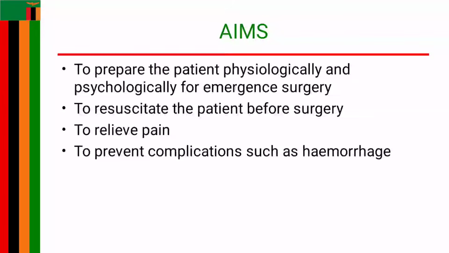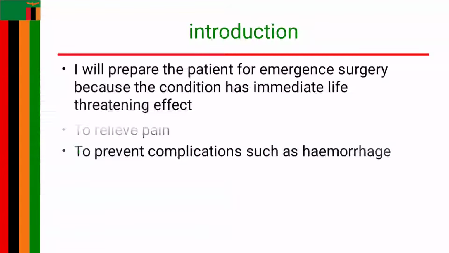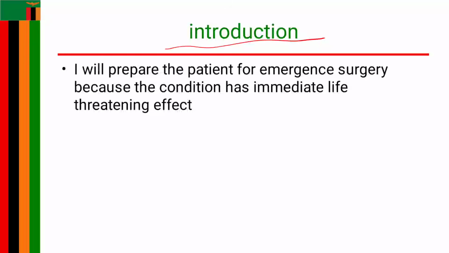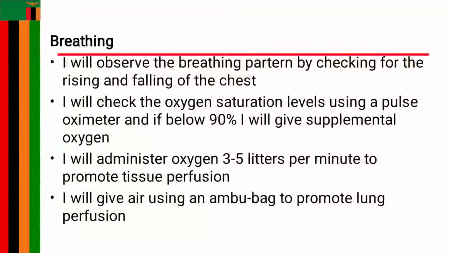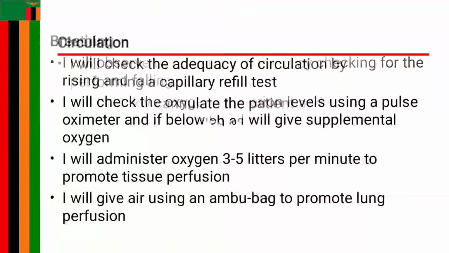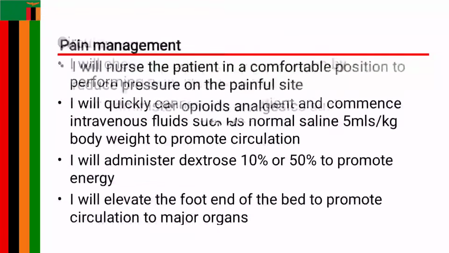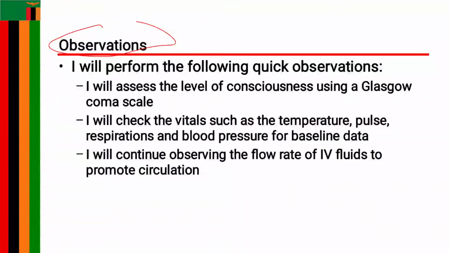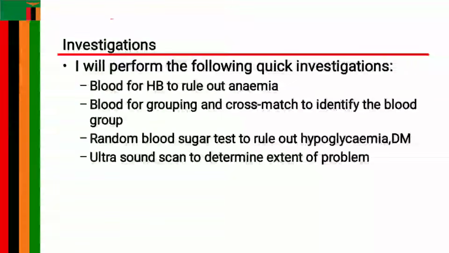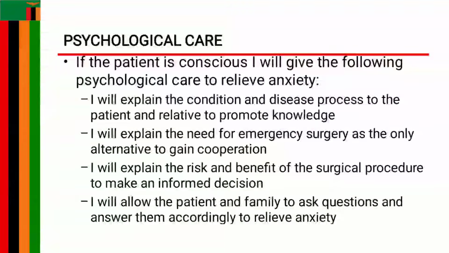And here now you need to write the emergency pre-op amongst the pre-operative managements that you're applying. And for the emergency pre-op, you talk about aims. From there, talk about a small introduction. Talk about patient resuscitation, where you talk about airway, breathing, talk about circulation. From there, talk about pain management. And of course, you move on to observations, talk about investigations, psychological care.